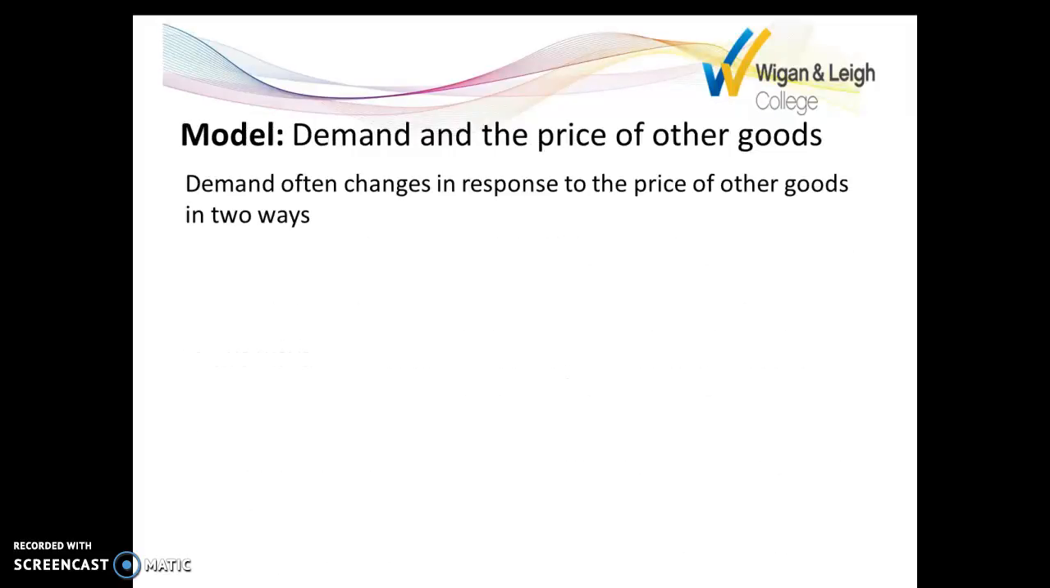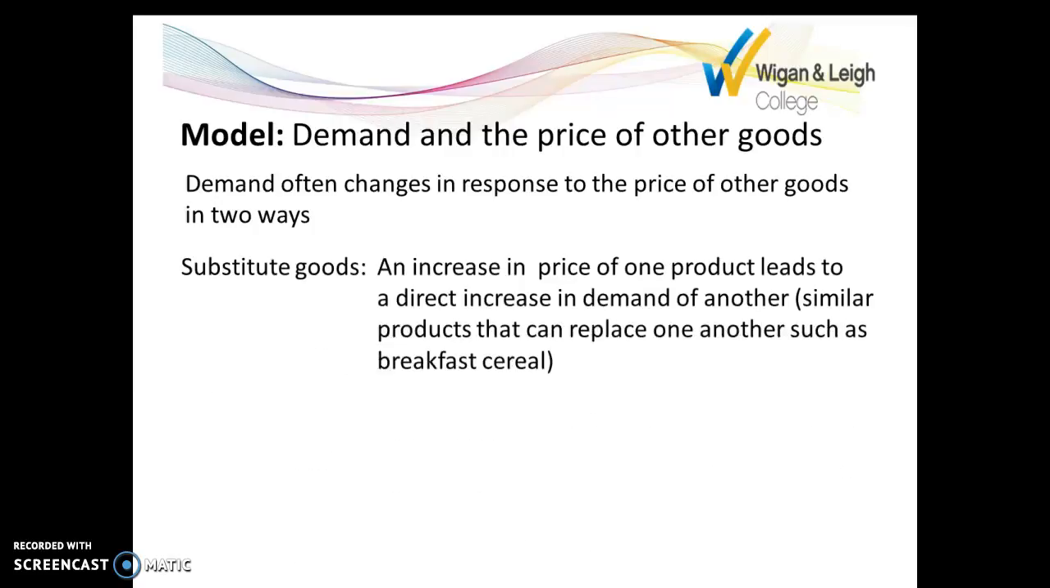Now, when we look at demand and the price of other goods, we often see demand change in two ways in response to the price of those goods. The first concept we have to look at is substitute goods. When an increase in the price of one product appears, we see a direct increase in demand for another. Similar products can replace one another, such as breakfast cereal. When Frosties go up in price, we replace them with Cocoa Pops or something like that, because they're pretty much the same product, something we eat in the morning.